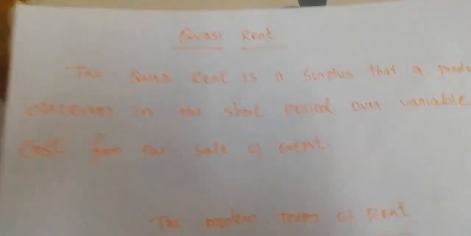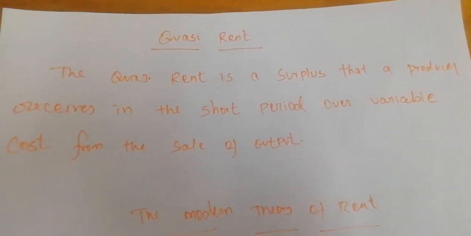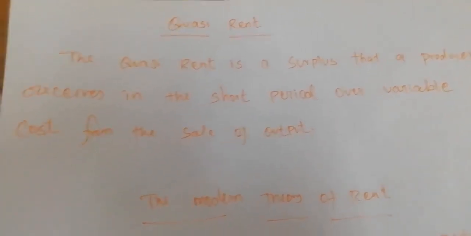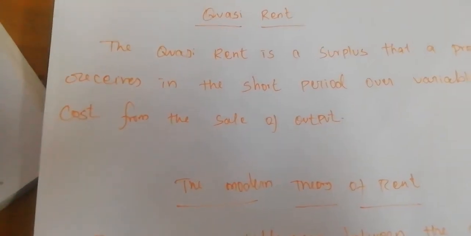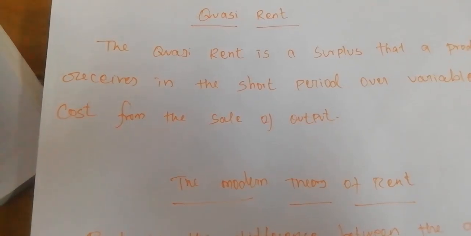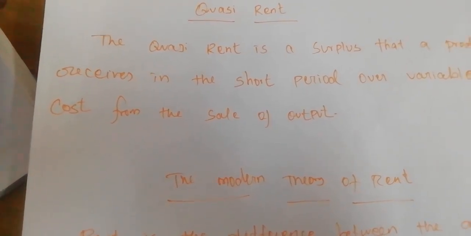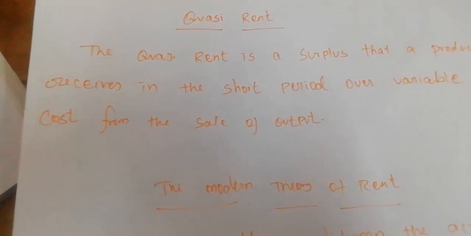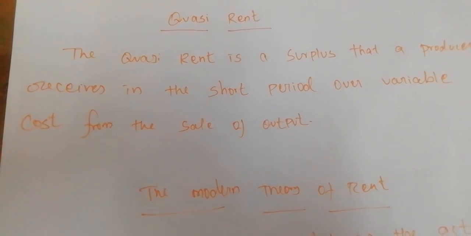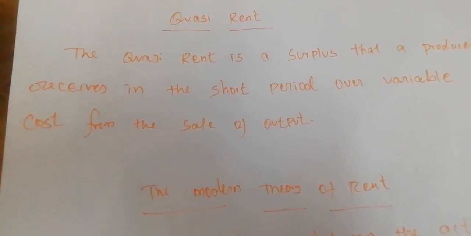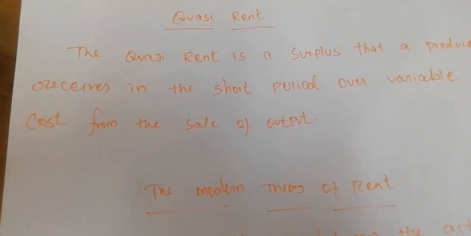Okay students, then today we will study the next concept, the quasi rent. The quasi rent is a surplus that a producer receives in the short period over variable cost from the sale of output. So Marshall introduced the concept of quasi rent. The factors other than land, say plant, machinery, are fixed in supply during the short period. So except the land, the other factors of production mean the fixed supply, the machineries and plant, and some extra tools also considered as other factors of production.